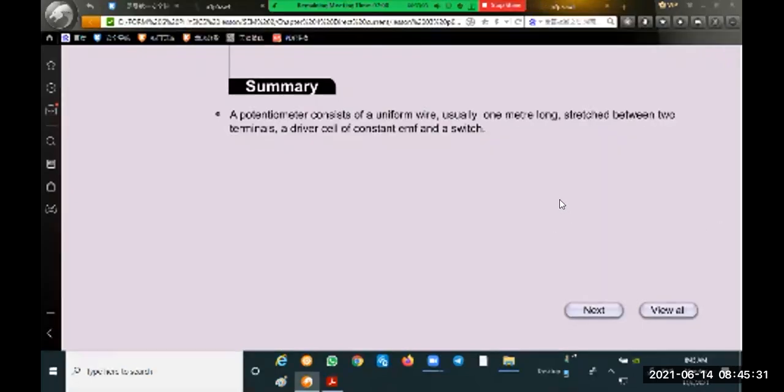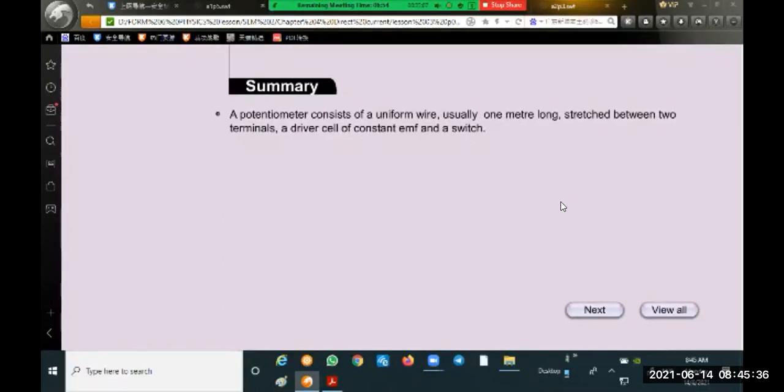As a conclusion, a potentiometer consists of a uniform wire, usually 1 meter long. No matter how much, 1 meter long is easier for us to solve. Can we use 2 meters? Yes, AJ is divided by the total length, which is 2 meters if we use 2 meters. The 1 meter wire is stretched between 2 terminals. Why must it be stretched? So that it is easier for us to measure, and the measurement of the length will be more accurate.